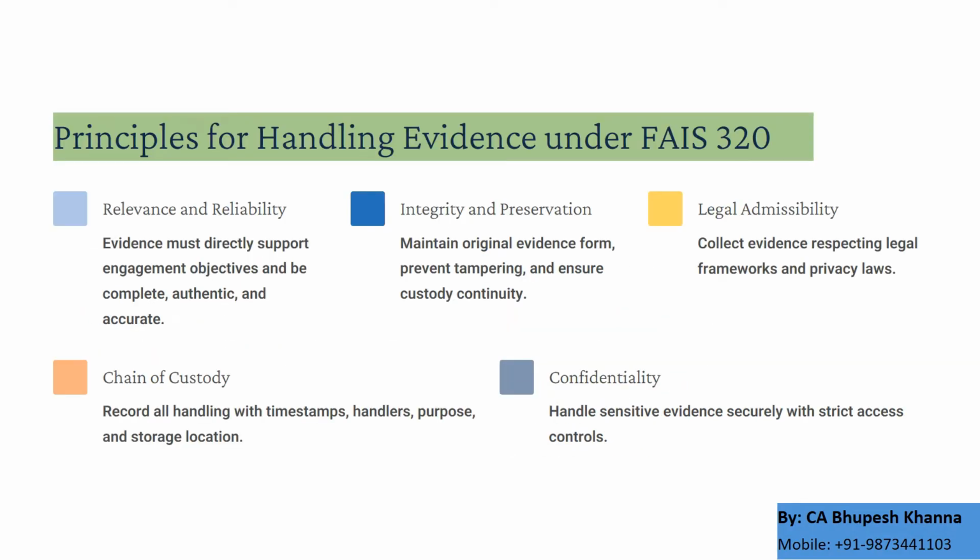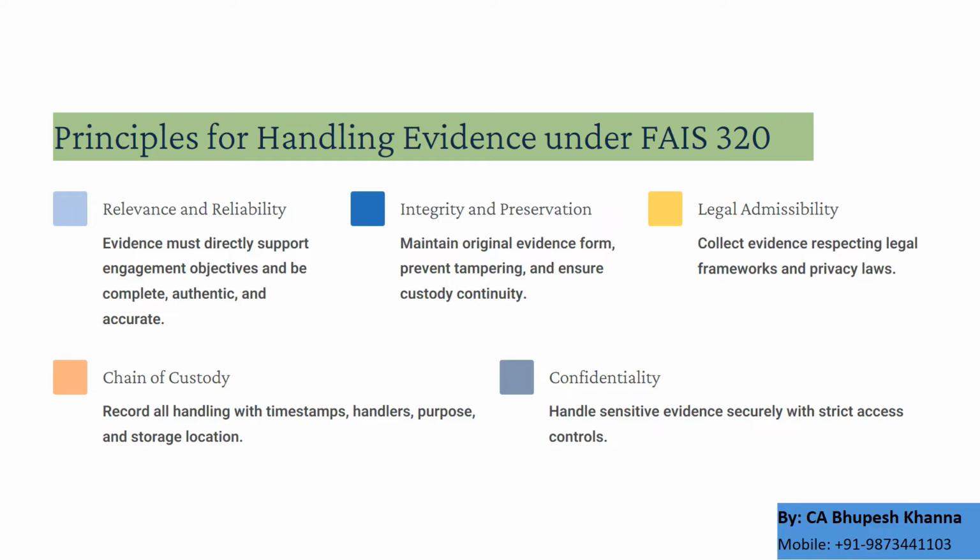Next area is Principles for Handling Evidence under FAIS 320. The standard prescribes the following key principles for managing evidence. First, relevance and reliability. Evidence should directly support the scope and objectives of the engagement. Professionals must assess whether the evidence is complete, authentic, and accurate.